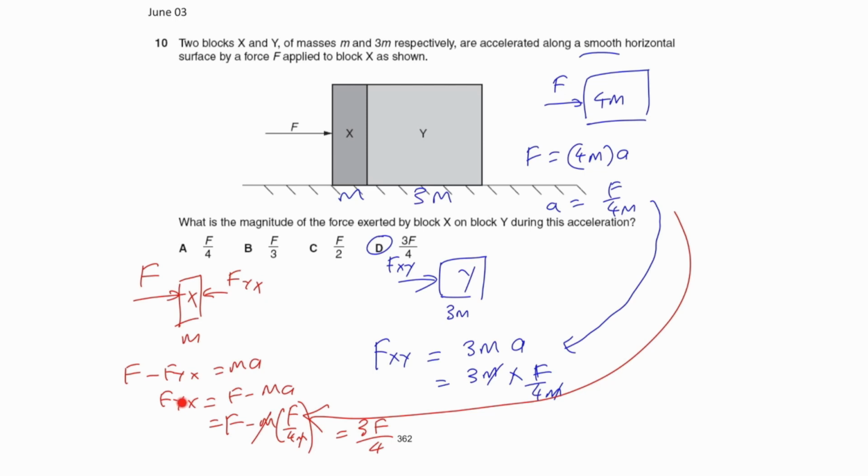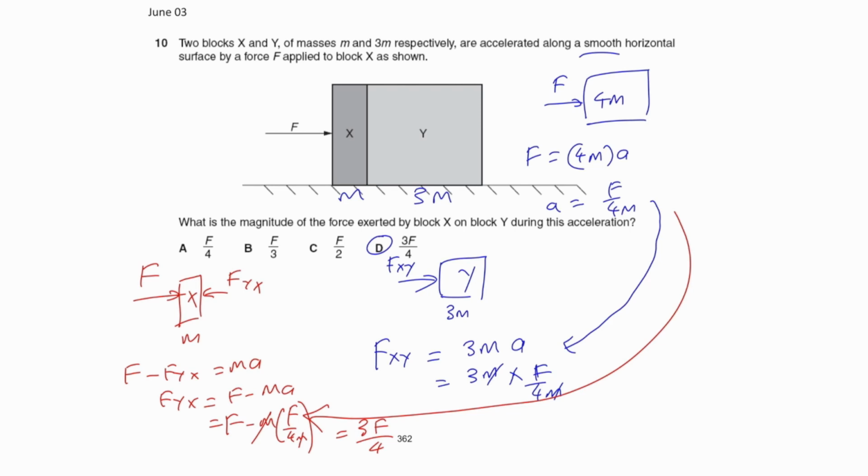Rearranging, making Fyx as the subject, I bring Ma over, so I get F minus Ma. Then the A, I can still bring it from here, and after I solve this, I'll get 3F over 4. So that proves to you that the force that X exerts on Y, 3F over 4, is exactly equal to the force that Y exerts on X, 3F over 4.